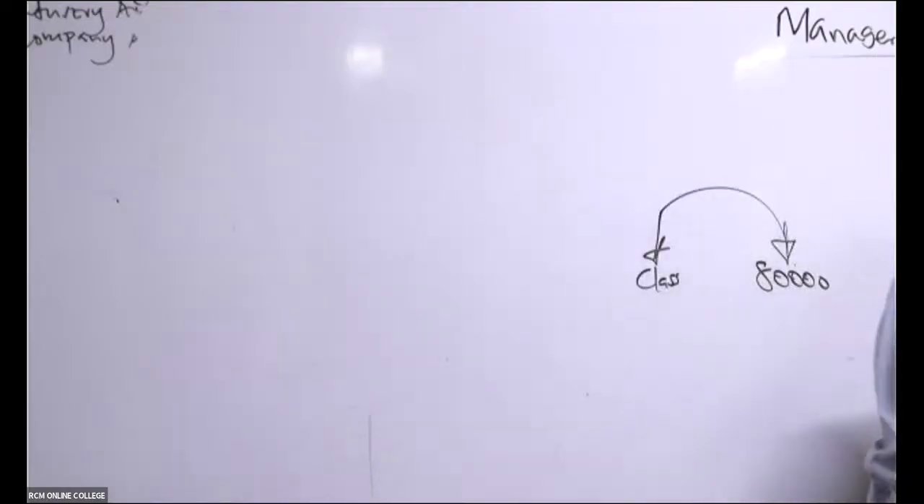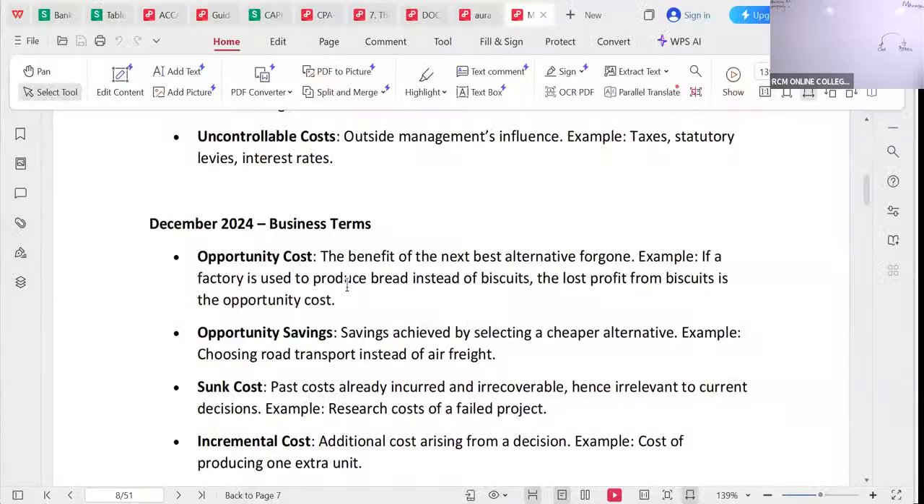Someone could have cut a deal this evening. So opportunity cost is the benefit of the next best alternative foregone. Example, if a factory is used to produce bread instead of biscuits, the lost profit from biscuits is the opportunity cost. Then we have opportunity savings.